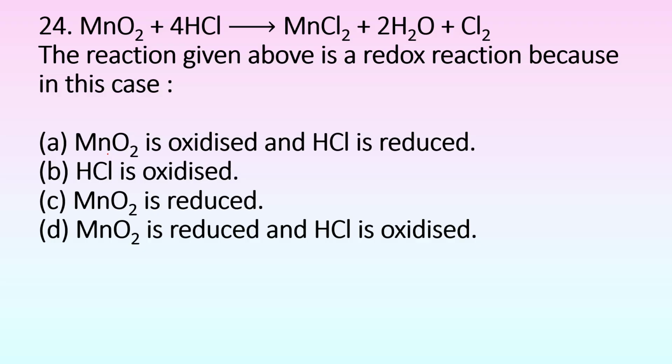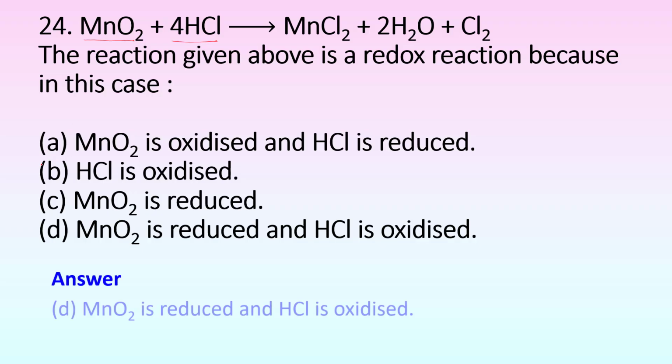The reaction given above is a redox reaction because in this case we can see that MnO2 is reduced and it is the oxidizing agent, and HCl is oxidized, so it is the reducing agent. So the correct option is option D, that is MnO2 is reduced and HCl is oxidized.